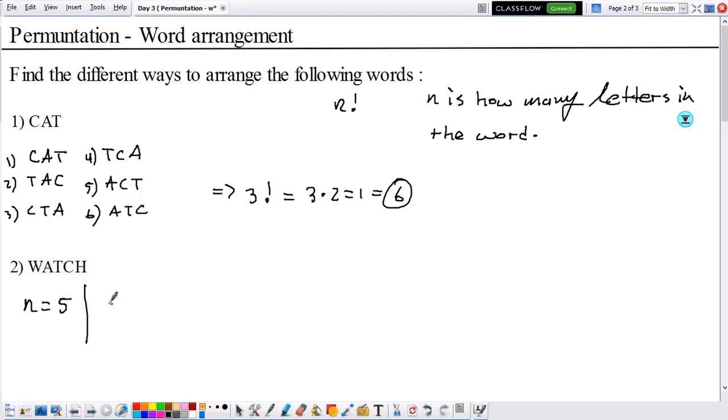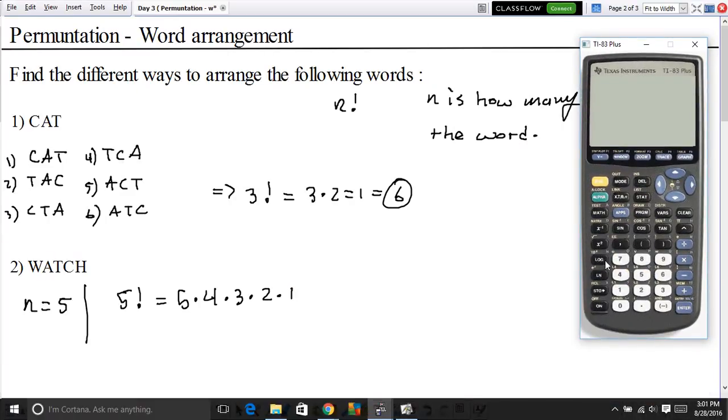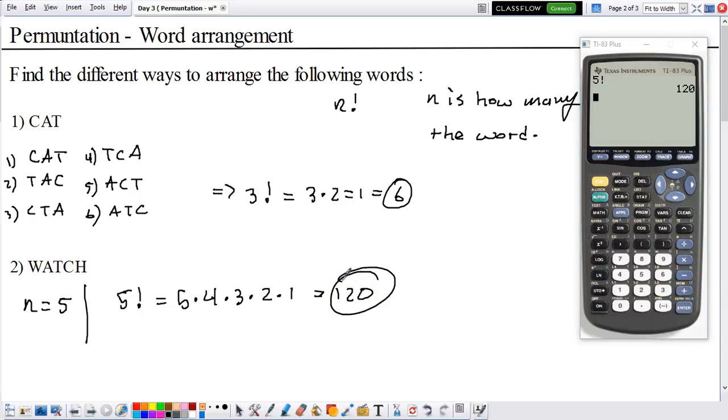So if we want to find out how many ways we can rearrange this word, that's going to be equal to 5 factorial, which is equal to 5 times 4 times 3 times 2 times 1, and we can use our calculator to find out what 5 factorial is. That's going to be 5, mathematics, probability, option 4. It's equal to 120 ways. Now we're not going to rewrite the 120 ways which you can rewrite watch, but just notice that this is a rule in mathematics. If you want to rearrange some kind of a word, all you got to do is just count how many letters are there and take the factorial of it.